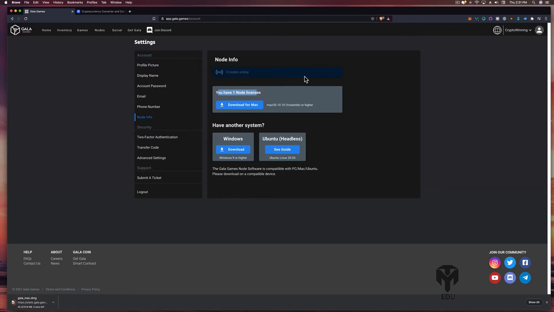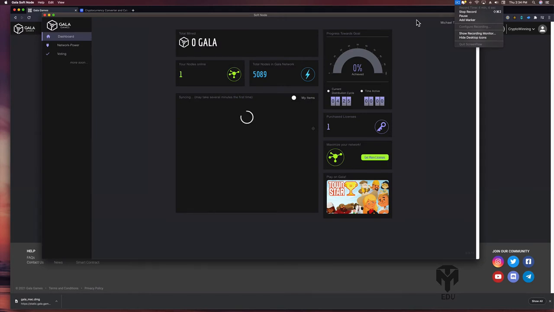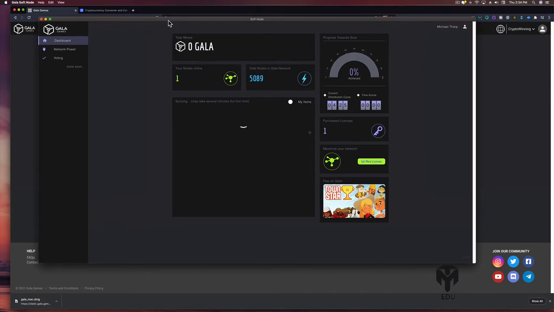So why is this so amazing? We are going to basically get paid cryptocurrency passively and get NFTs. So let me pause this and open it. Okay, so I just logged in using my same credentials for my Gala Games, and this separate window opens up for the soft node, and the blockchain is syncing right now. So let me pause this and we'll be right back.